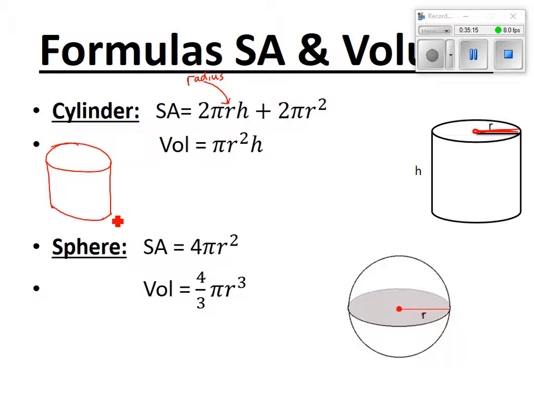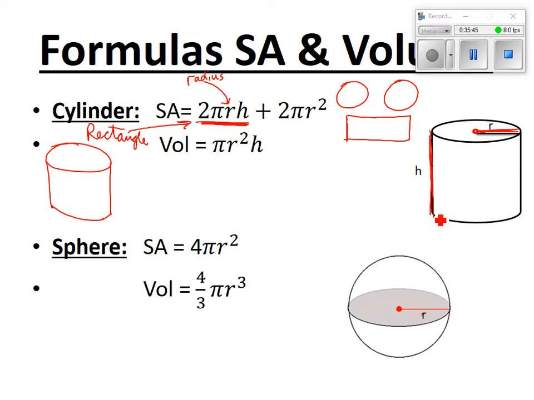So, when you're looking at surface area, what you're finding is the area of 2 circles and a rectangle. This part right here is for the rectangle, so you might want to write that down. That's the part that gives you the area of the rectangle: 2 times pi times radius times height. The height's always going to be right here on a cylinder.